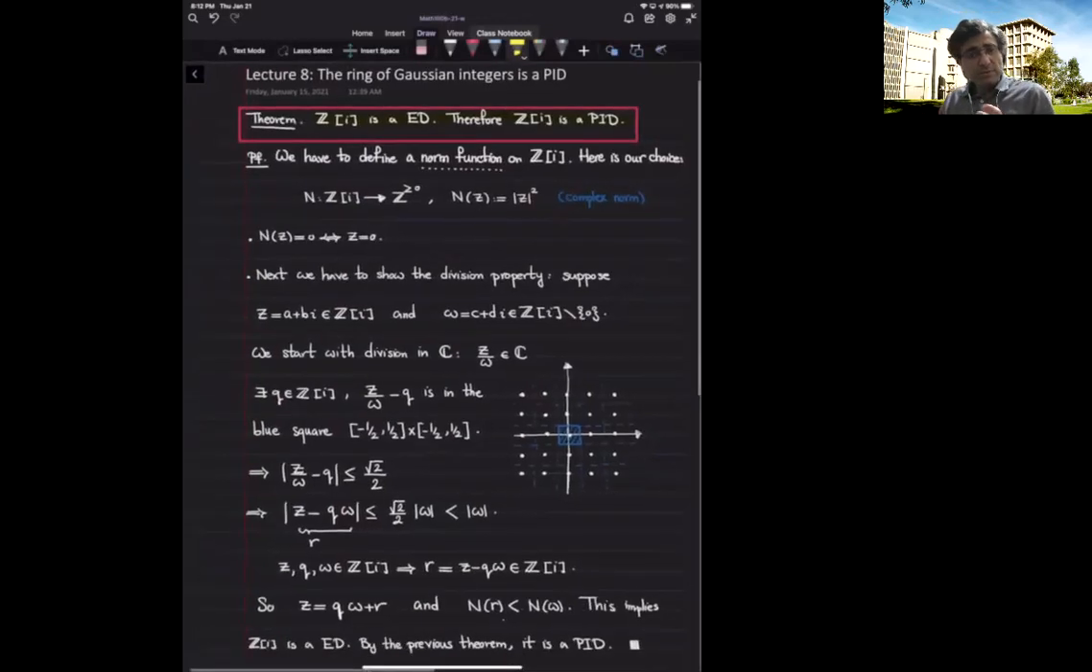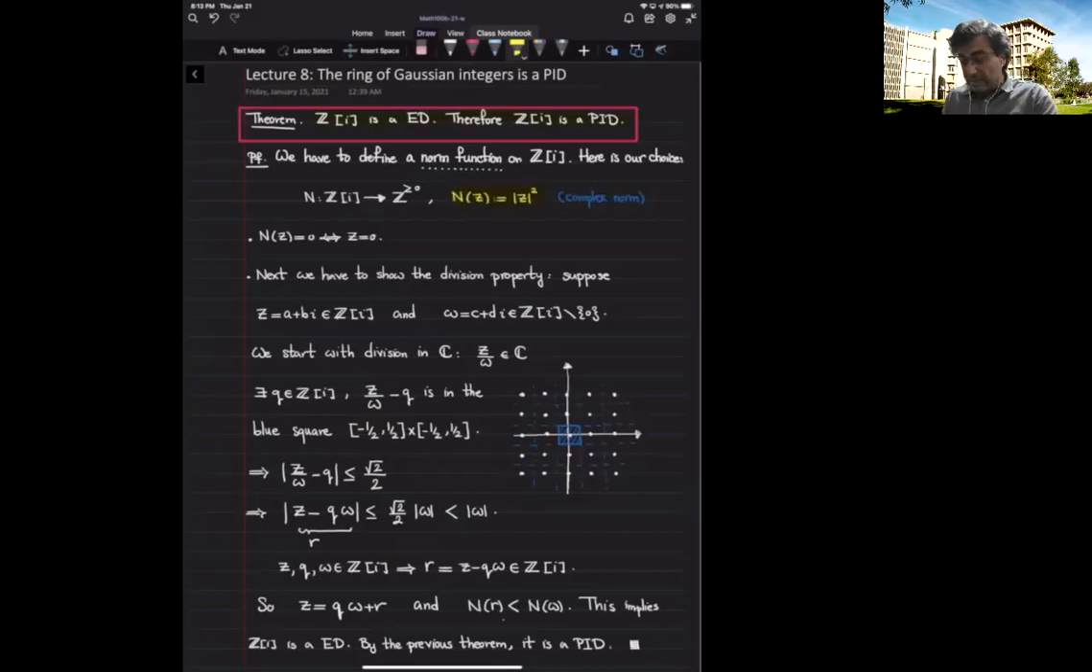Okay, so this means we have to find a norm function. We have to define a function from the ring of Gaussian integers to non-negative integers with the properties that are mentioned, meaning the only element that's mapped to 0 is the 0 element, and we have a type of division property. Okay, let's start with the definition. It turns out that defining the norm to be the complex norm of z squared does the job. So we define the norm function on the Gaussian integers to be the complex norm squared.